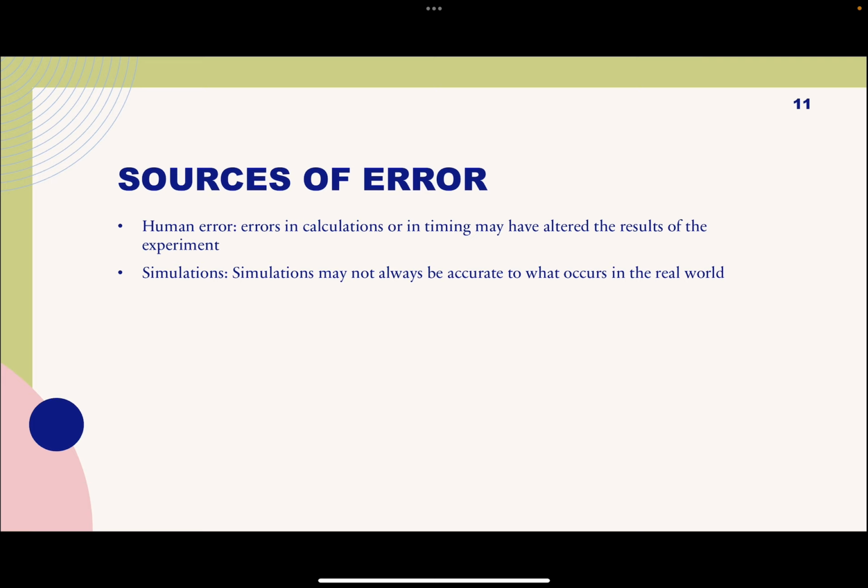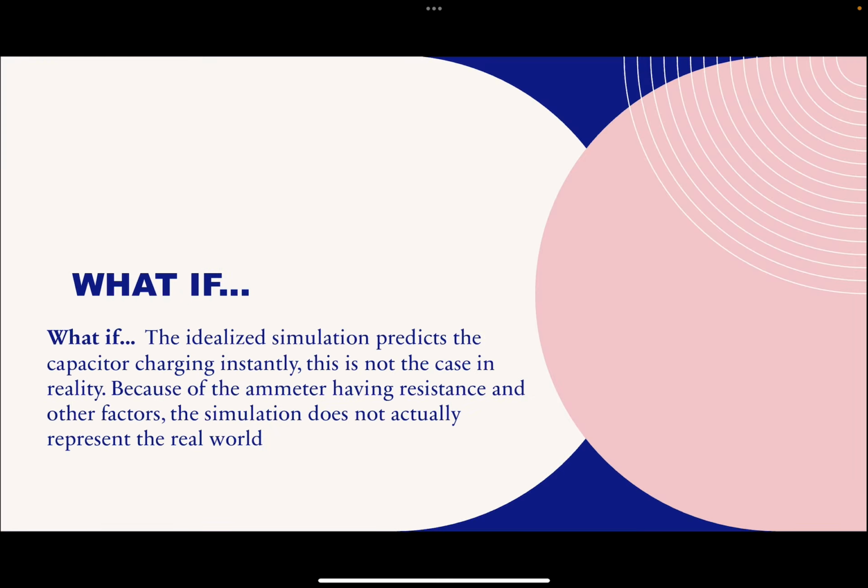The possible sources of error for this experiment were human error, which could have been errors in calculations or in timing, which may have altered the results, and simulations. Simulations aren't accurate to what would happen in the real world, although they do show an idealized version of it, which may be more exact, but not true to the real world.